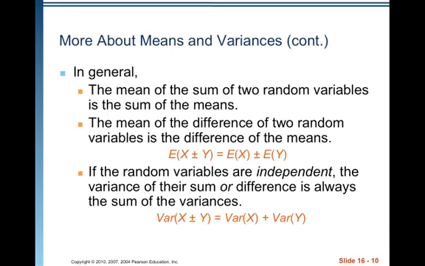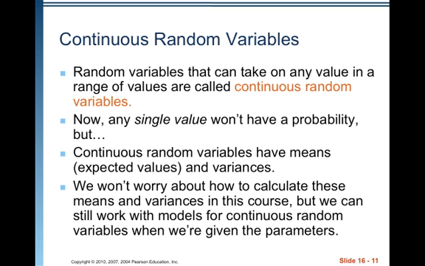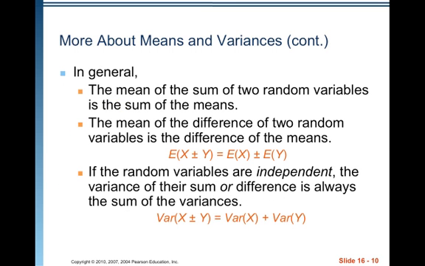If the random variables are independent, the variance of their sum or difference is always the sum of their variances. So variances add, standard deviations do not. If you're asked for the standard deviation, you find the variance of x plus y or x minus y first, and then take the square root.